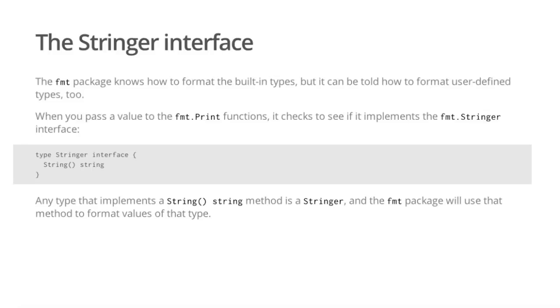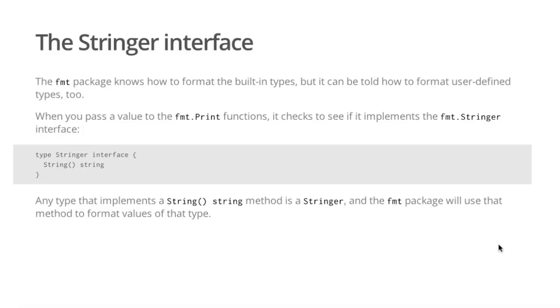But only printing the titles isn't very helpful. Let's address that. Go's fmt package knows how to print all of the built-in types, but it can also be told how to print user-defined types. When you pass a value to fmt.Print, it checks to see if that value implements the fmt.Stringer interface.